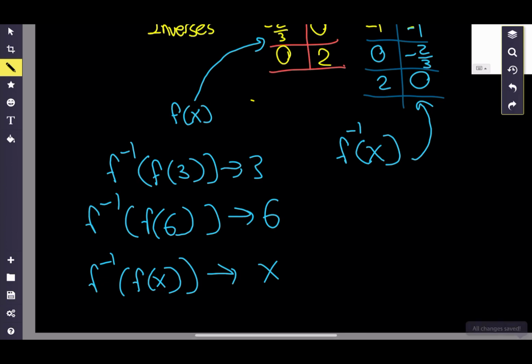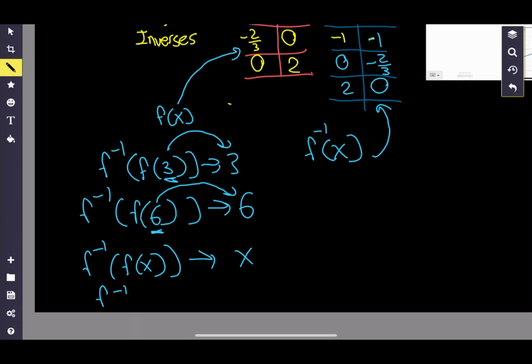You notice in our first example, we took f of 3. And when we took the inverse of f of 3, we got back 3, which is the thing inside the parentheses. When we took the inverse of f of 6, we got the thing inside of the parentheses. If I take the inverse of f of 32, I would get back 32, the thing inside the parentheses.